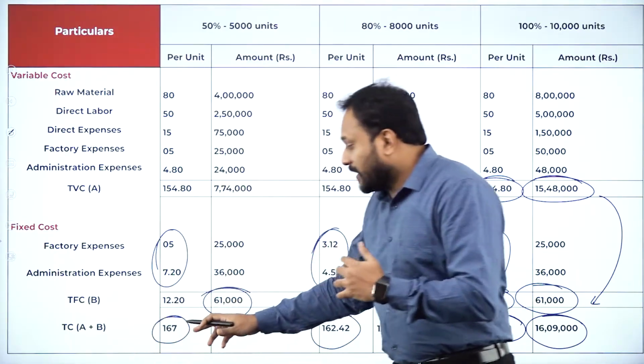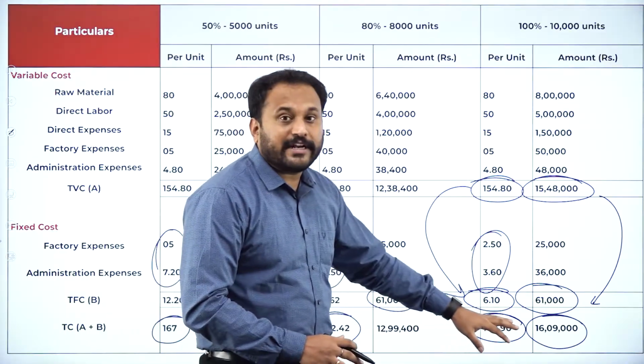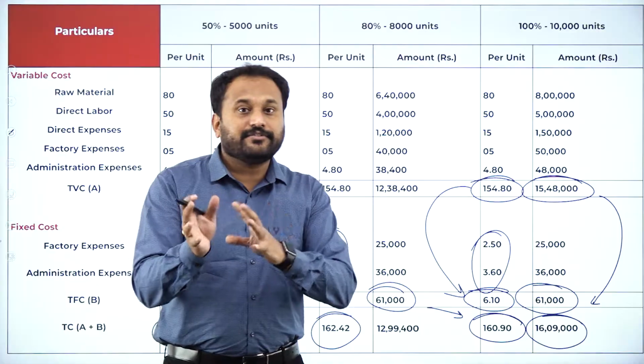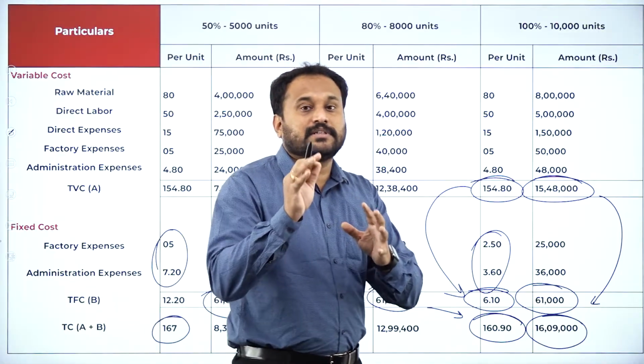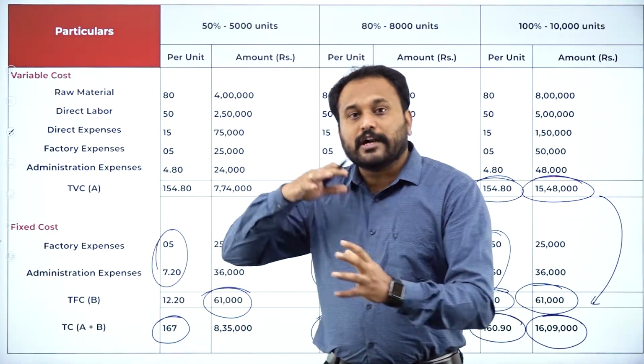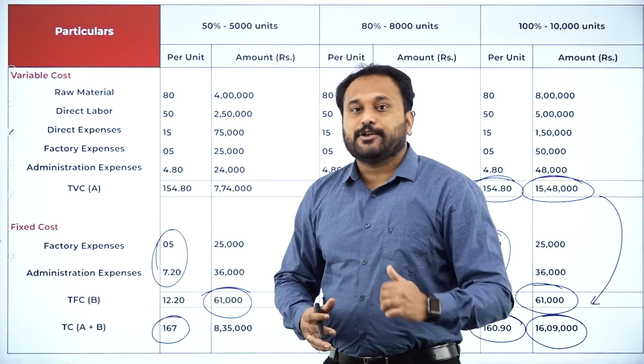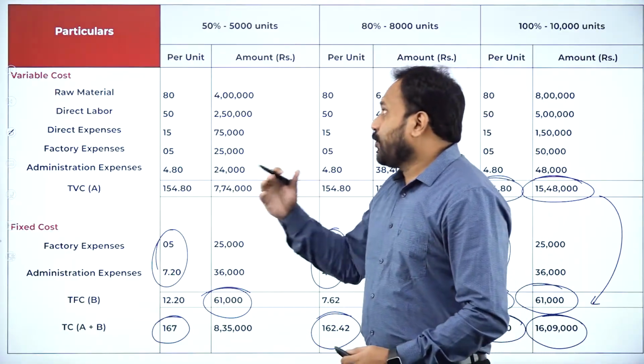See, understand, 167 rupees and now here it is 160.90. Understand the difference here, students. 6 rupees 10 paisa is what the difference is. That means the more I manufacture, my total cost per unit will be reduced. So let's go for the second question.